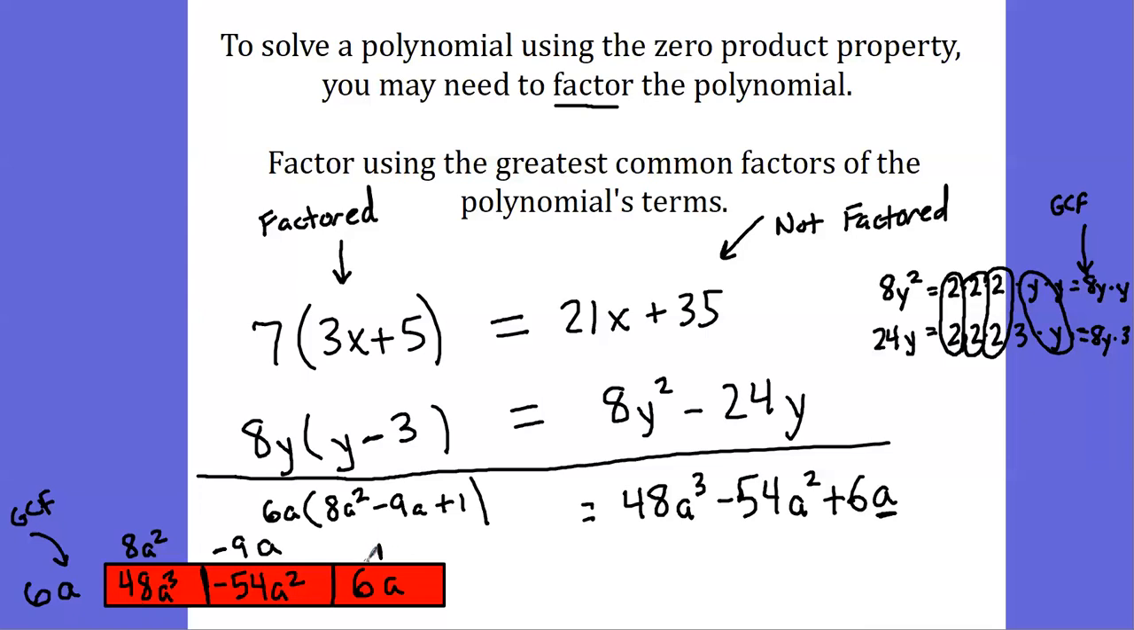One more thing to note here is that, like I was saying, this expression is actually not completely factored. The 8a squared minus 9a plus 1, this right here can be factored, and that's something that we're going to have to be able to deal with in the future. But for now, I really just want you to be okay with pulling out your greatest common factor and writing it in factored form with that greatest common factor out here on the outside.